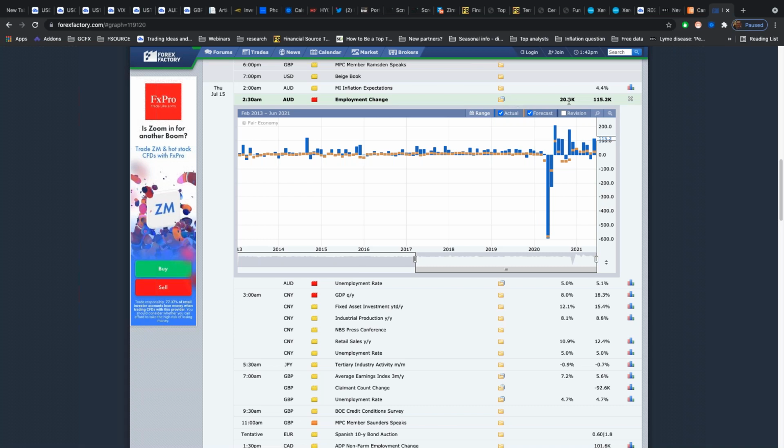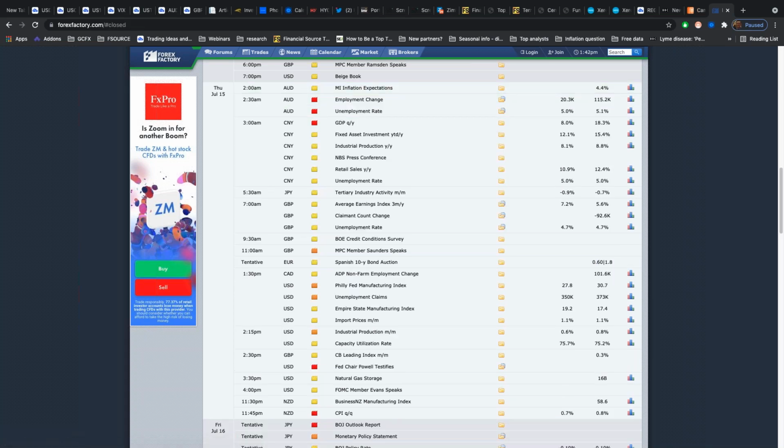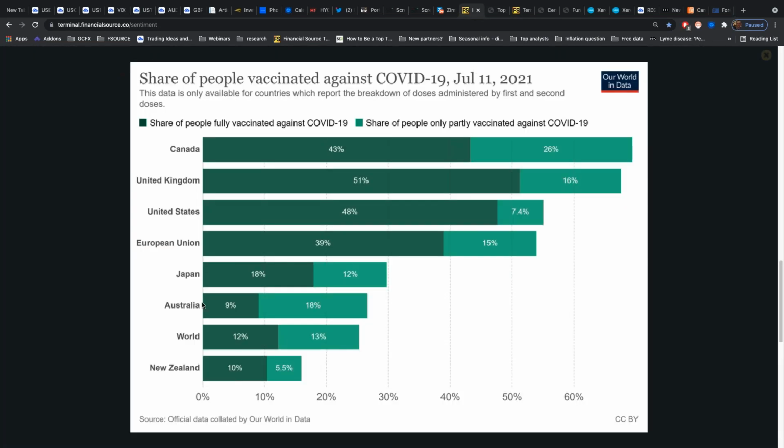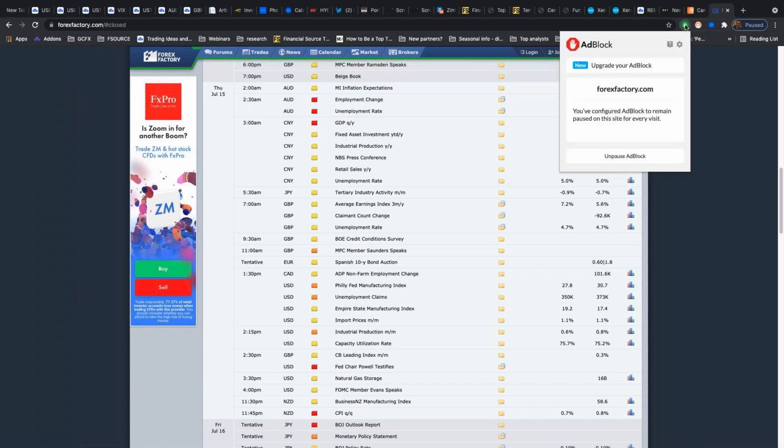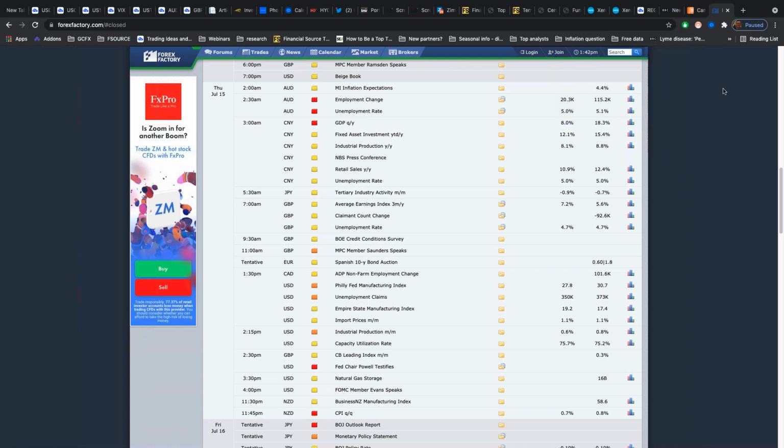So look at the headline. If the headline is above 115,000, 120,000, that would be very good for the Australian dollar potentially. But you have to remember the problem with Australia is that you might see any strength faded because Australia have only vaccinated 9% of their population. So look out for any strength that comes out of the employment data to then be faded. If the unemployment rate goes below 5%, that's very bullish. So look out for that on Thursday. It's very, very important for the Australian dollar.